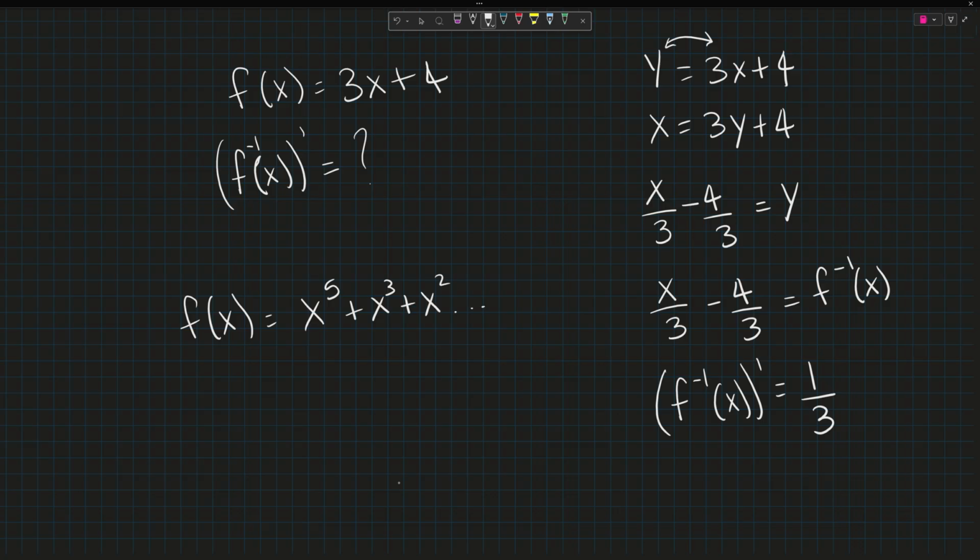This is a really hard expression to switch the variables and then solve for y. Because you have y to the 5th, y to the 3rd, y to the 2nd, and if I add a constant here, it's going to be really messy. So, what do we do then? Well, let's find out.